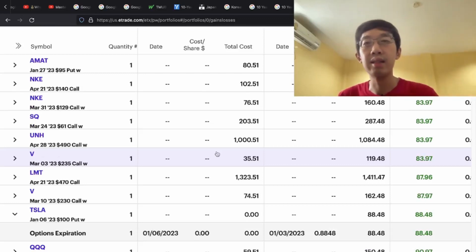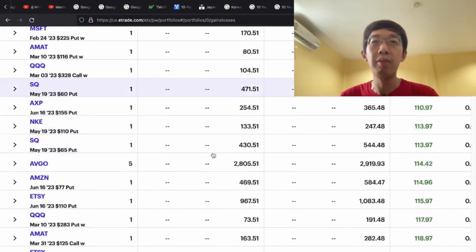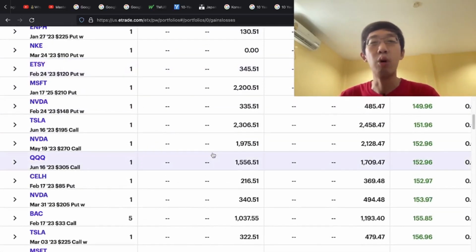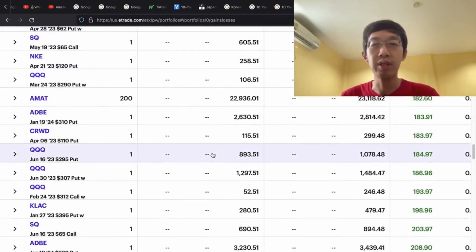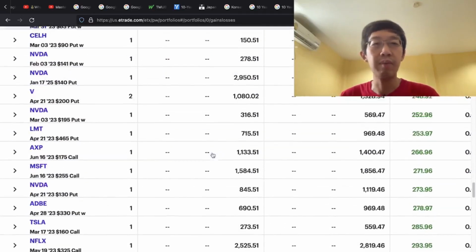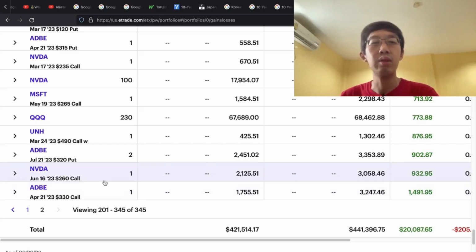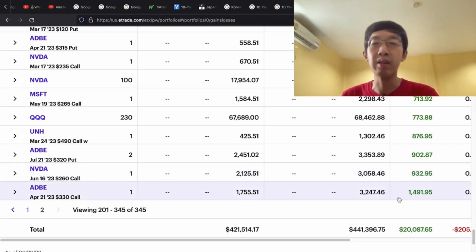But the thing is that selling options or trading advanced options gives you a much better probability of winning than just buying normal call options or put options. Look at all the profits that I made right here. It's all options. So the Adobe call option is the highest profit that I made in three months.